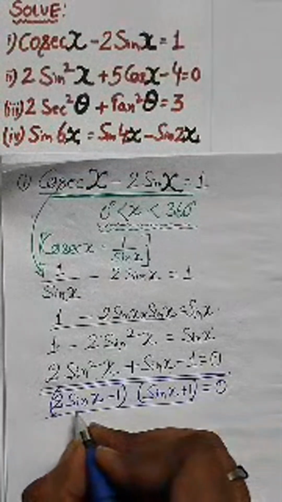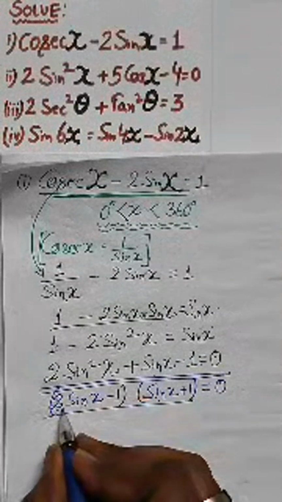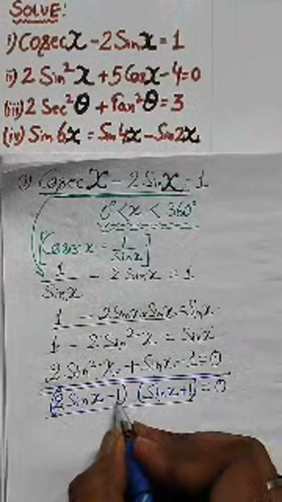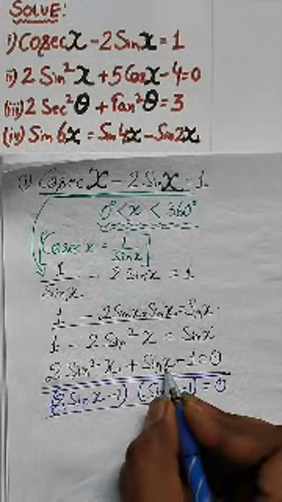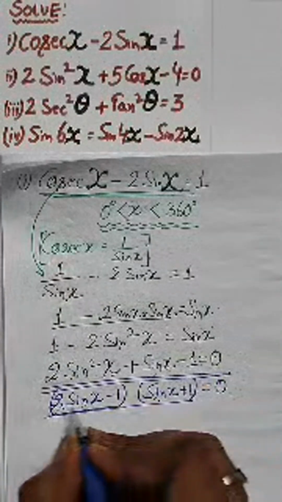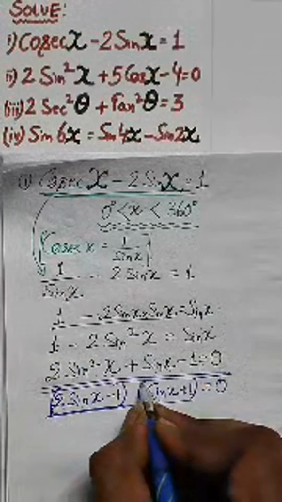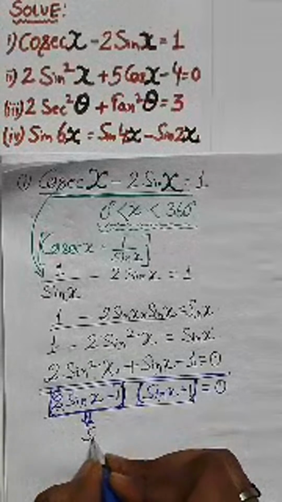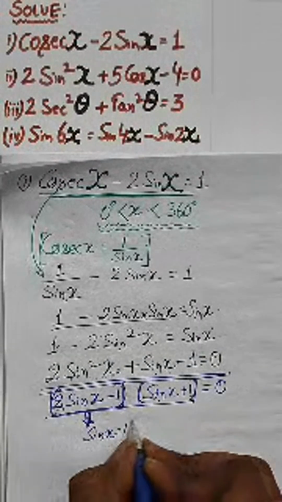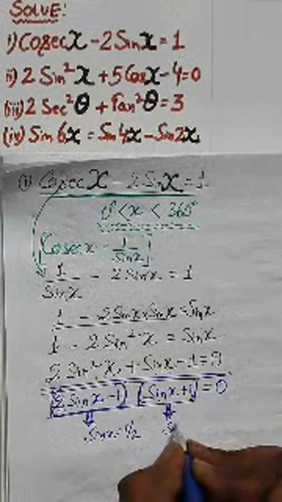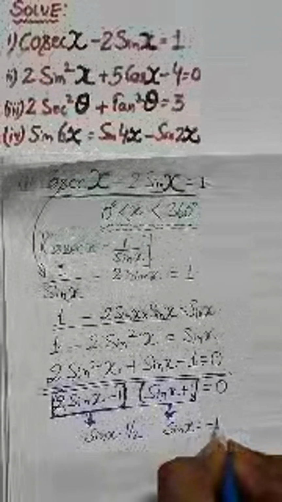You can see 2 sin x into sin x will give you 2 sin square x, and 2 sin x plus 1 will give you plus 2 sin x, and minus sin x will give you sin x and minus 1, right? So this is factorized into these two terms, where the first will give you the value of sin x as 1 by 2, and this will give you the value of sin x as minus 1.